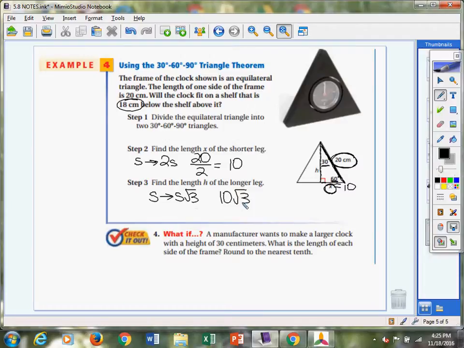Now this is where you're going to need a calculator because off the top of my head, I don't know what 10 times the square root of 3 is. So I'm going to let the calculator do that for me. I'm going to multiply 10 times the square root of 3, and I'm going to get a decimal. It's approximately 17.3. So will it fit in that space of 18 centimeters? Yes. The clock will fit.